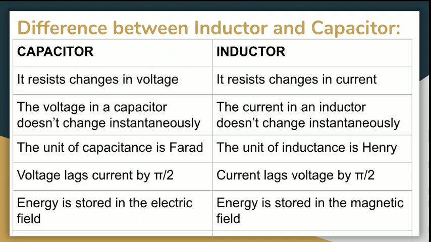Difference between inductor and capacitor. Capacitor: it resists changes in voltage. Inductor: it resists changes in current. The voltage in a capacitor does not change instantly. The current in an inductor does not change instantly. Unit of capacitance is farad. Unit of inductance is henry. Voltage lags current by π/2. Current lags voltage by π/2. Energy is stored in the electric field. Energy is stored in the magnetic field.